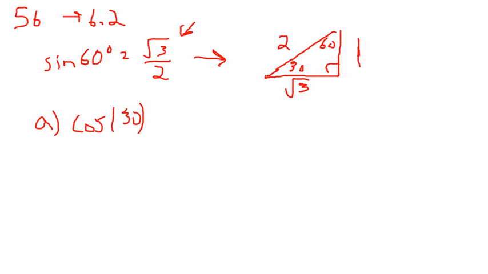So cosine 30 is actually really easy after we've drawn that triangle. You should notice that the root 3 is the adjacent side to the 30, and the 2 is the hypotenuse. So cosine is A over H. So I just get root 3 over 2. So notice it's the same as what the sine of 60 was.